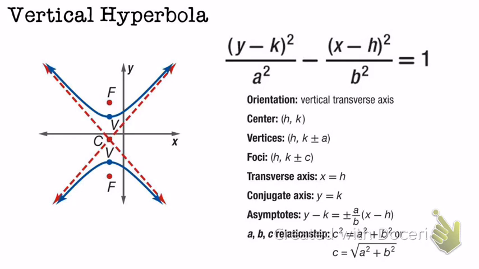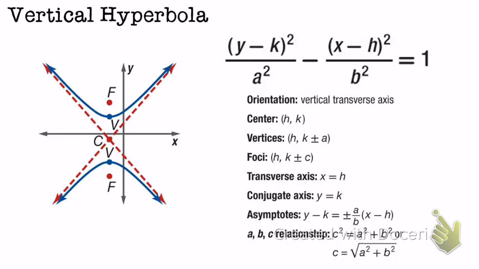So your center is at (h, k). The vertices are (h, k plus or minus a). Since it's vertical, those points are up and down from the center. Your focus points are (h, k plus or minus c). This time c is equal to the square root of a squared plus b squared.